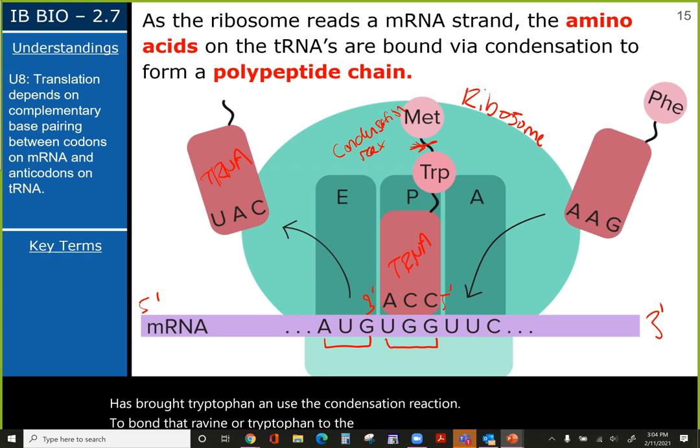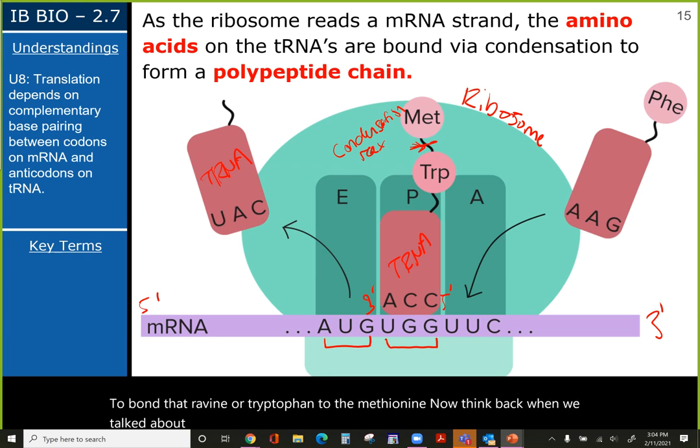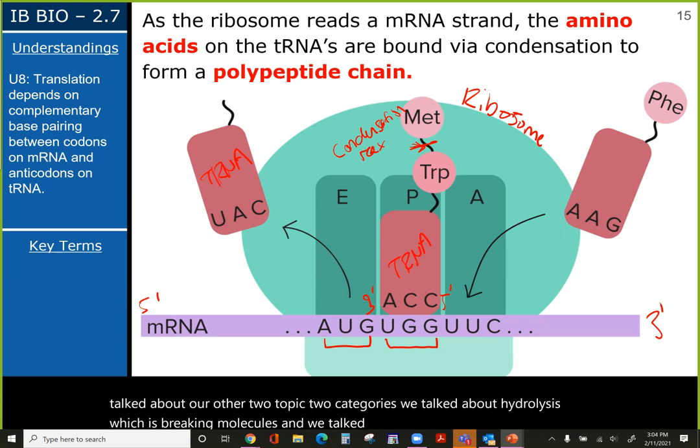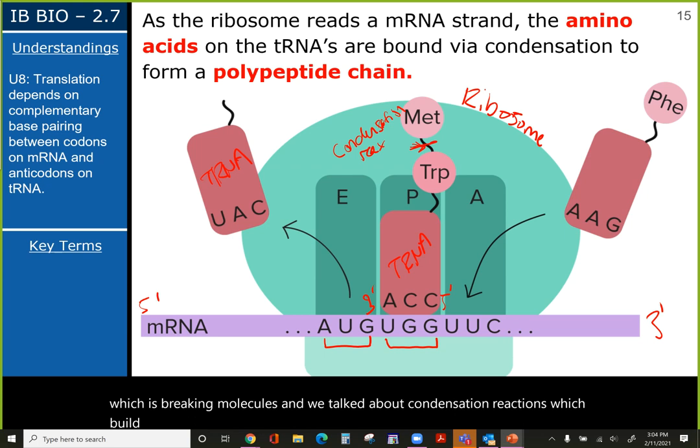Now think back to when we talked about our other topic 2 categories. We talked about hydrolysis, which is breaking molecules, and we talked about condensation reactions, which build bigger molecules and water falls out. It's that same reaction that's happening right here.